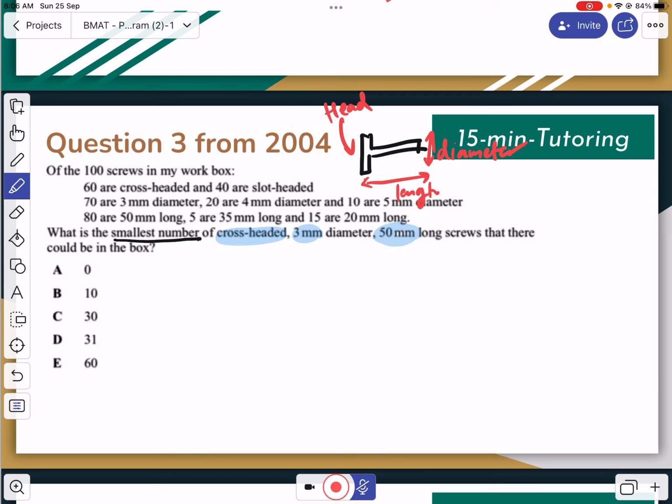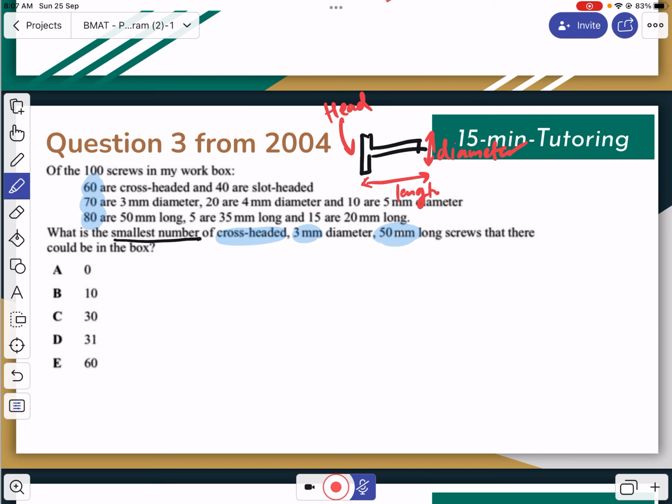Now, if we look at the question, we know right away that looking at cross-headed alone, we have 60 screws. Looking at 3 mm alone, we have 70. Looking at 50 mm long, we have 80 screws. But the task here is to find screws that fit all 3 criteria. And naturally, you'll say, let's do a 3 circles Venn diagram for this.